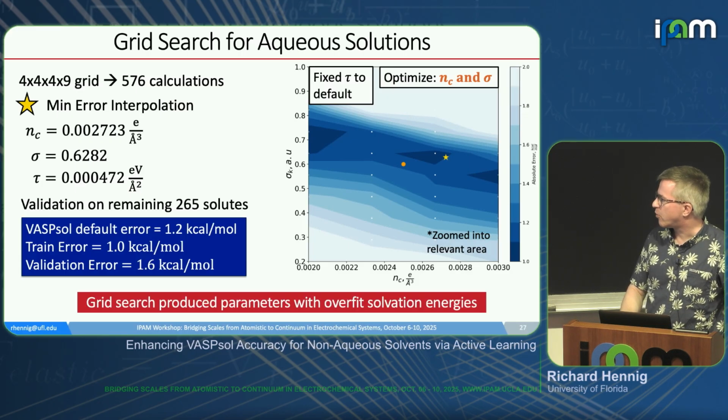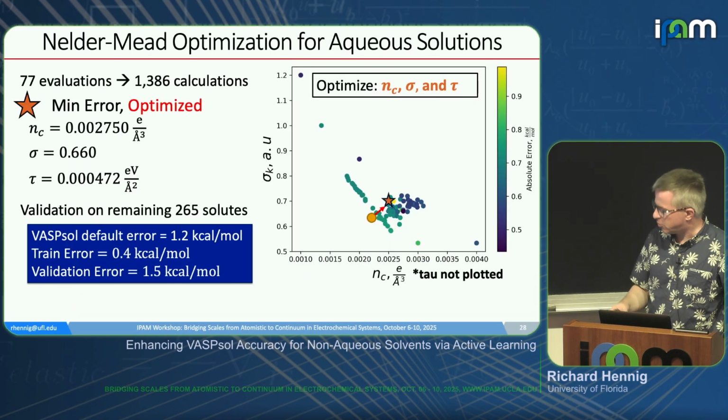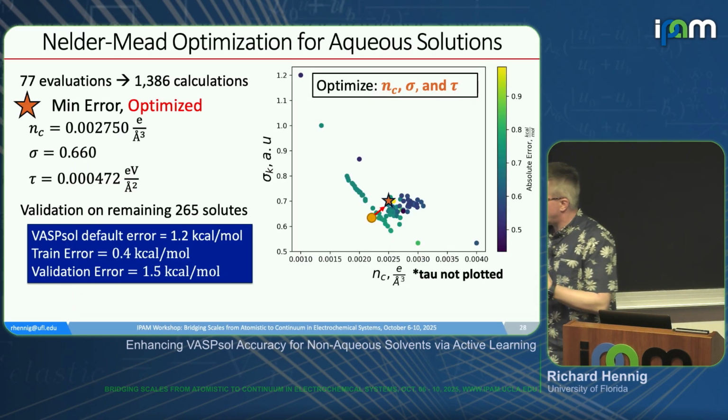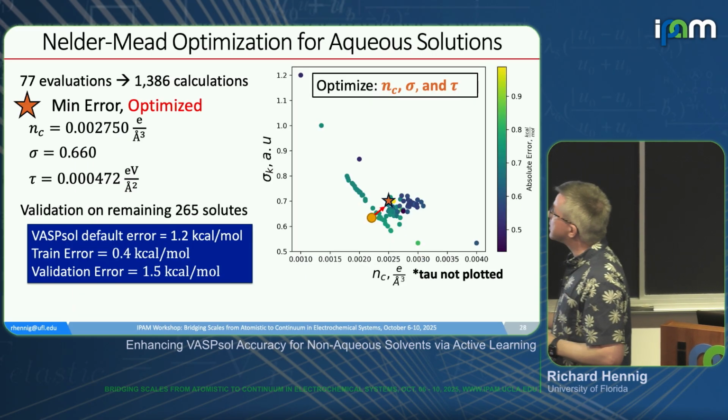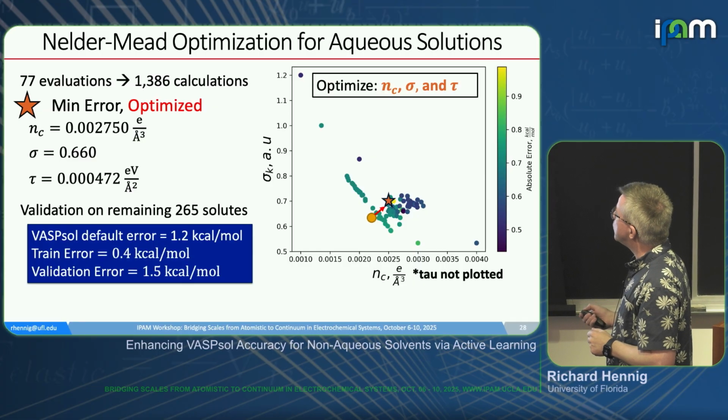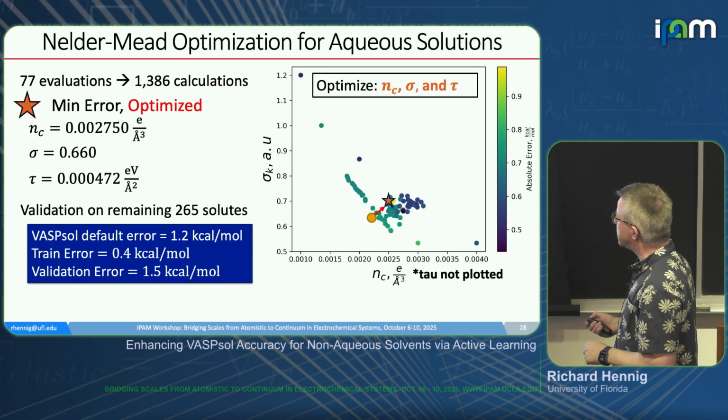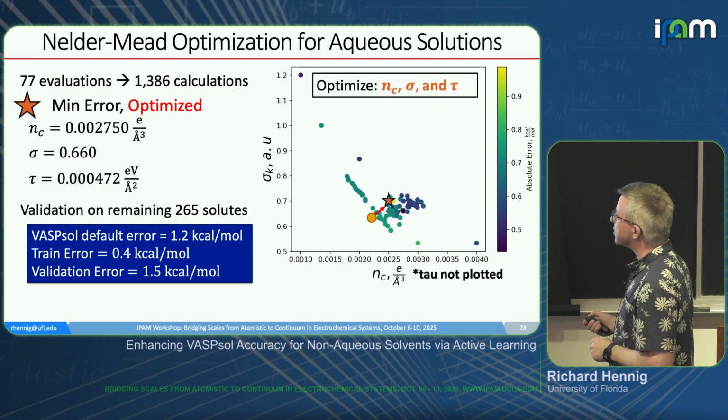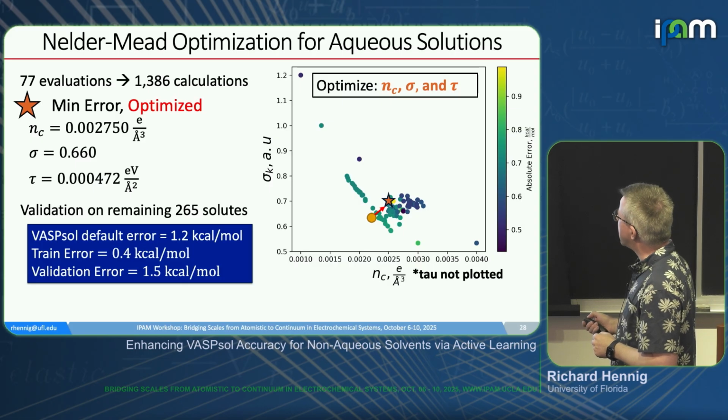So grid search produced parameters that overfit, and doing it more extensively, we didn't want to do. So we did something else. We did a Nelder-Mead optimization where we start with the values we had previously and then let it wander around, as a gradient-free optimization, and see if it can find some better values. These parameters also slightly shifted, similar plot here. And if you look there, we go from 1.2 to 0.4 kilocals per mole.